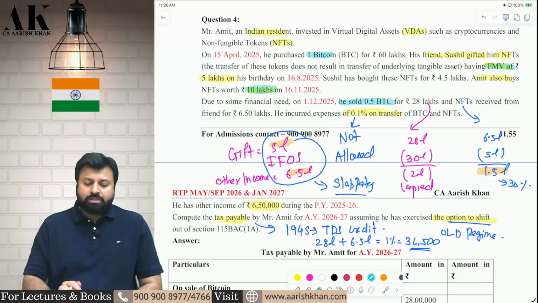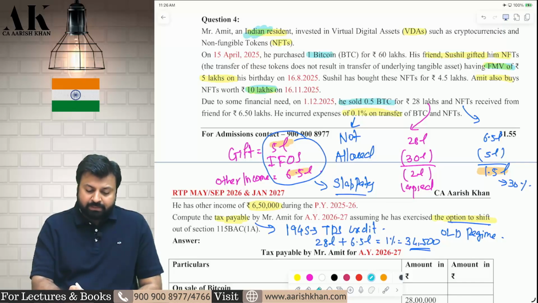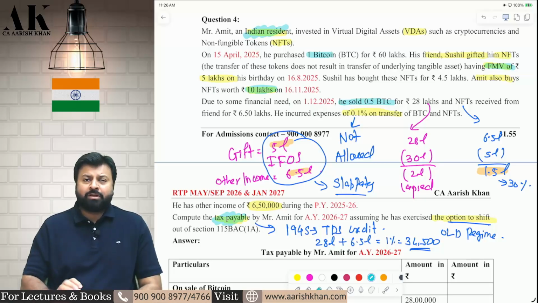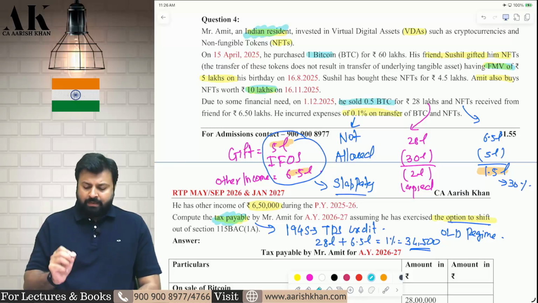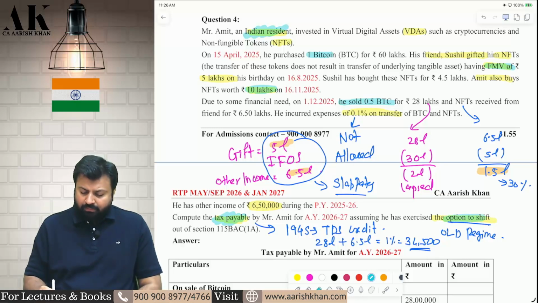Question number 4. In question number 4, we are supposed to compute Mr. Amit, an Indian resident, his tax payable. Whenever tax payable will come, always remember you have to reduce from the tax liability advance tax, TDS and TCS. Then only tax payable will come. Mr. Amit is opting out of 115BAC. It means he is following the old regime. So you have to compute tax as per old regime.